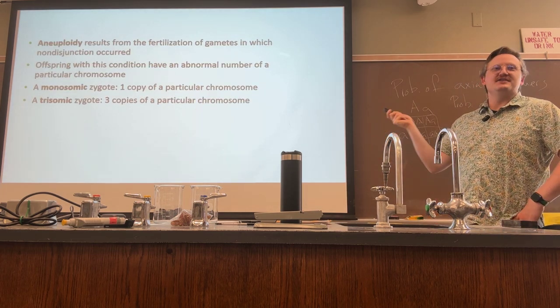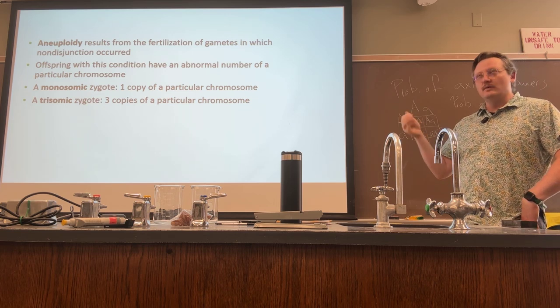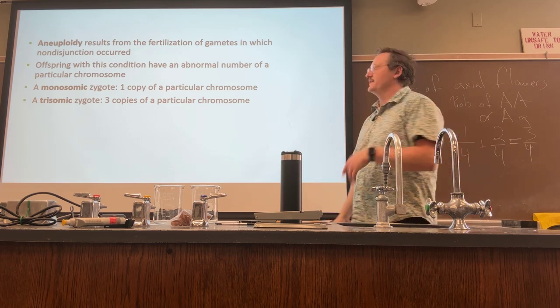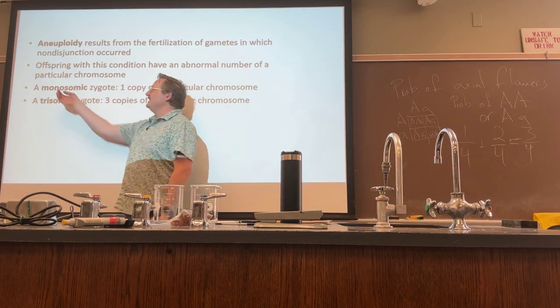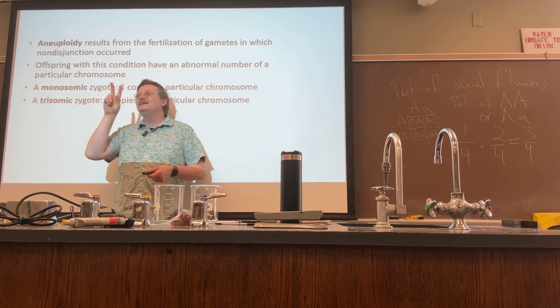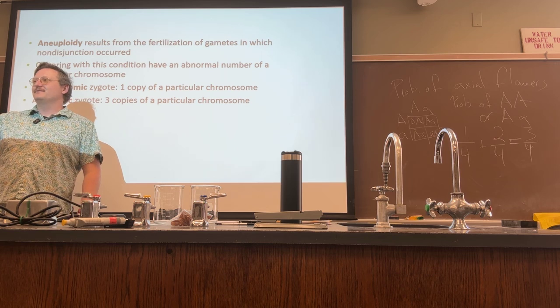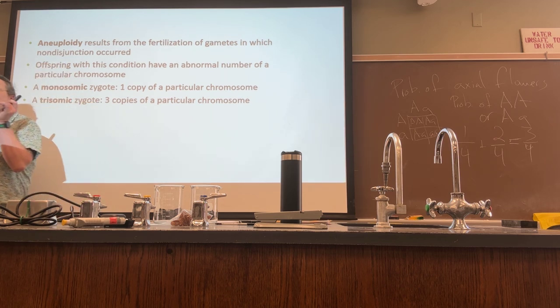Aneuploidy results when a gamete that had a non-disjunction event during its formation fuses with another gamete. Monosomy means that you usually have two copies and now you got one. Trisomy means that you usually have two copies and now you have three. The aneuploidy is usually not viable, meaning that individuals with aneuploidy usually don't develop past early stages. Like a zygote might divide a couple of times, but then it'll be like, nah, we can't keep going.